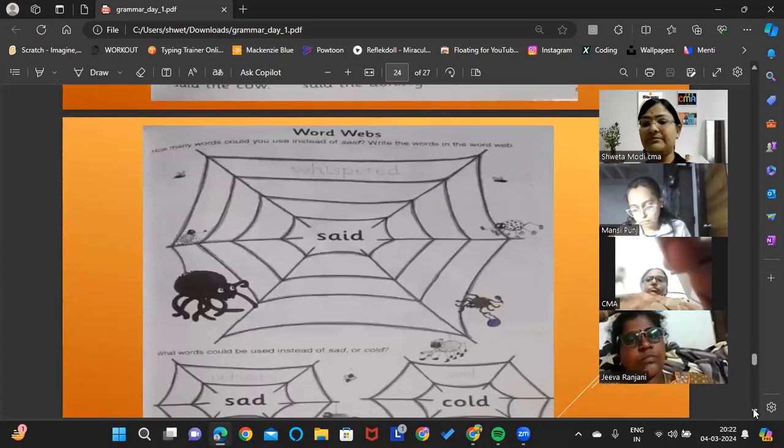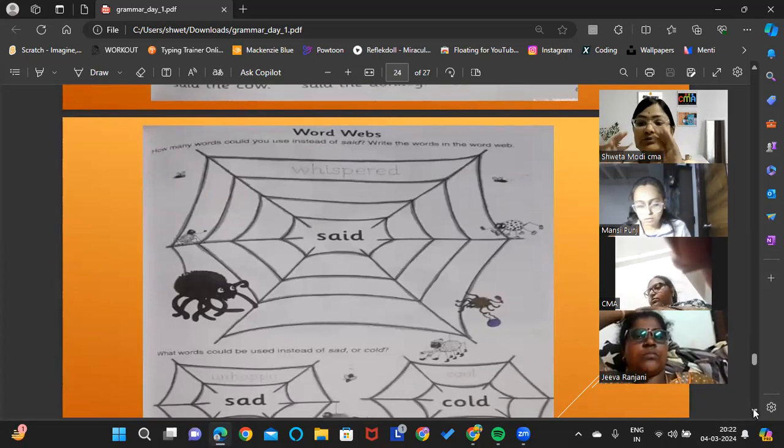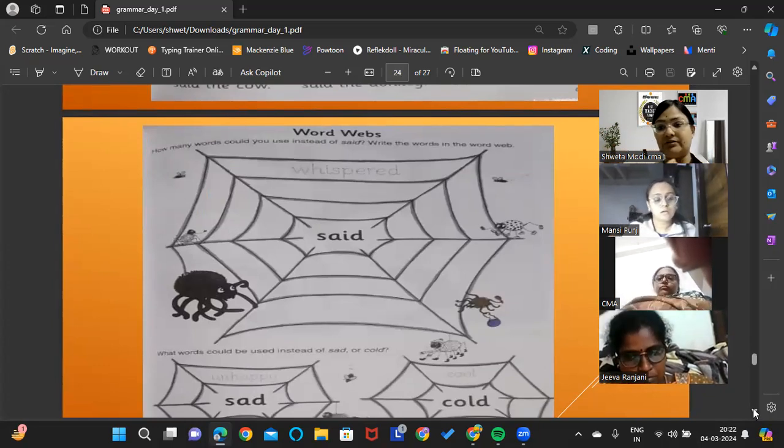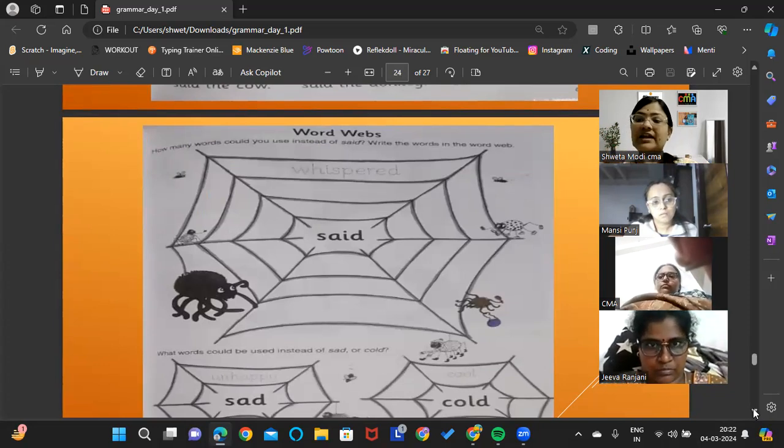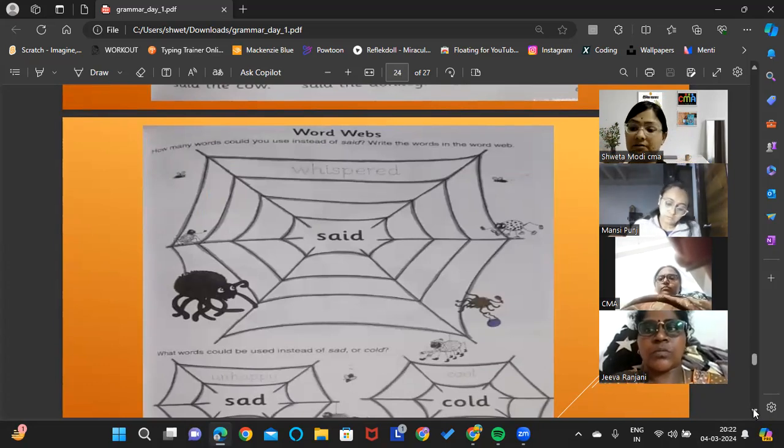And then word waves help them to develop their vocabulary. So we encourage them to give the simple word. So they can have a pass the parcel game. If I have the ball, I will pass it and I'll say said. Now the second person has to give a similar word. Okay, so talk. Okay, then spoke. This way they will build up their vocabulary.